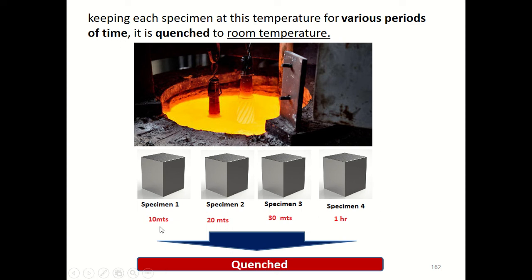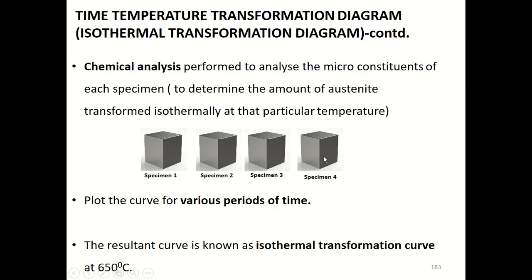So the specimens are 10 minutes, 20 minutes, 30 minutes, 1 hour; you know that now. Based on this procedure, I will plot a curve to show the amount of austenite transformed for specimen 1, specimen 2, 3, 4, etc. So that curve indicates all this information. Let us see. So this is what I told you.